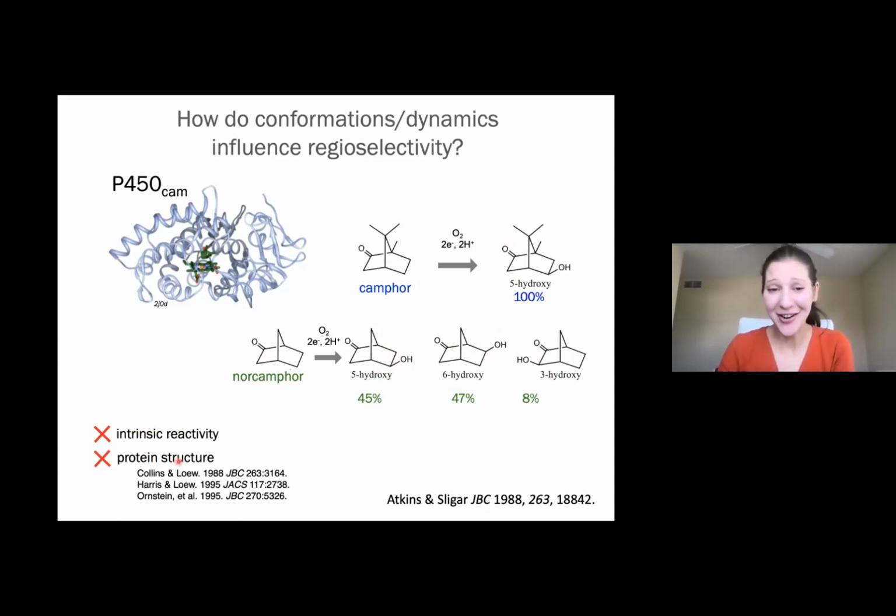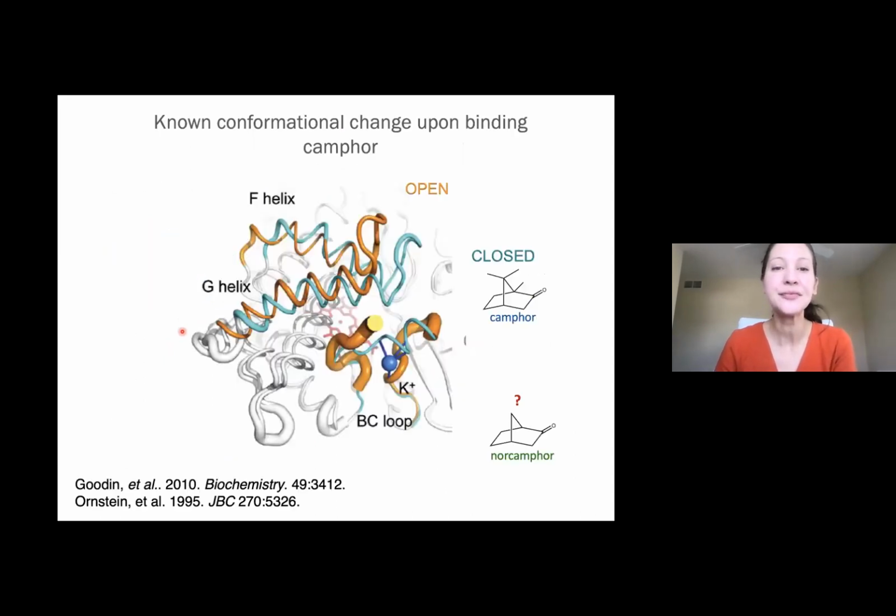It's also not structure. There are high resolution structures of this enzyme with both its native substrate camphor as well as norcamphor. They're basically identical. The only difference is that the norcamphor has greater R factors. And so if it's not chemistry, it's not structure, it kind of has to be dynamics. That's why we set it up. So this is what we were then asking: how do the dynamics of the recognition of camphor and norcamphor differ in a way that might explain this difference in activity?